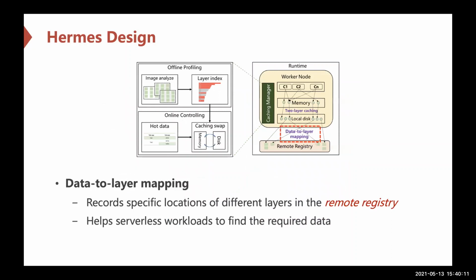When Hermes receives a function request, it initially fetches the manifest of the image from the repository and retrieves the layer information from the manifest. Once having the layers located on the remote storage, Hermes makes references of the layers on local disk, recording specific locations of different layers in the remote storage, which can help service workloads or functions quickly find the required data. This mapping information is pinned to the memory to accelerate the processing of I/O requests to the layers.